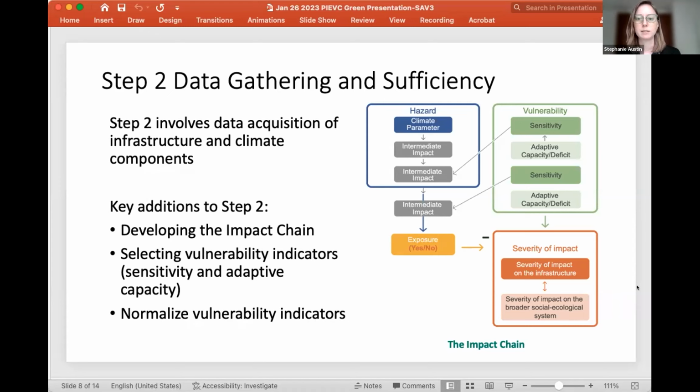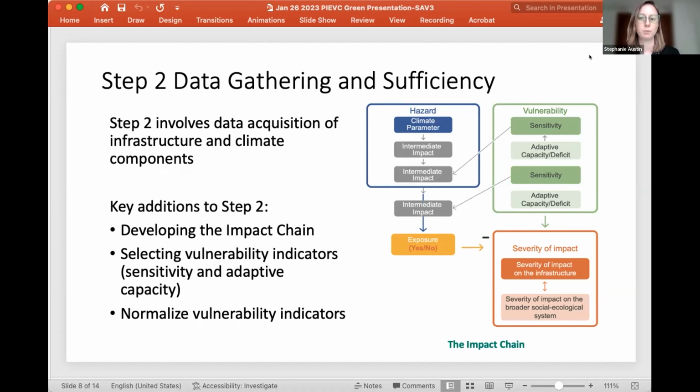We've also added steps to identify, select, and normalize vulnerability indicators. So meaning sensitivity and adaptive capacity or deficit. I'll just mention that we did see an earlier draft of the large portfolio assessment work, and we also thought that was a nice way to deal with this kind of negative traits of sensitivity versus positive traits of adaptive capacity. So we introduce adaptive capacity in the PIEVC Green Protocol, and then also introduce adaptive deficit as what we should be using when we're doing more of the analysis.